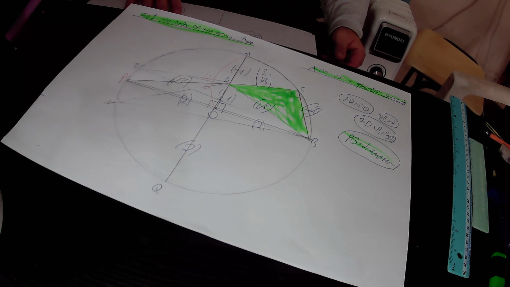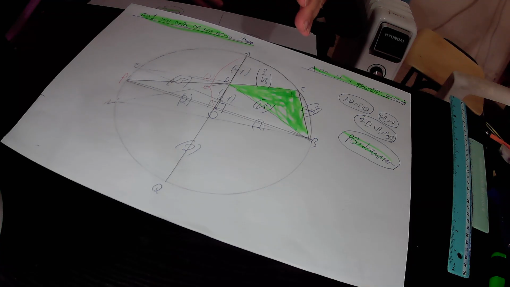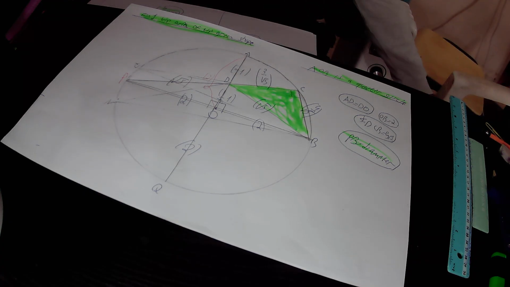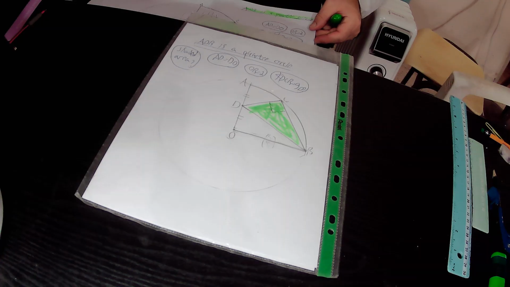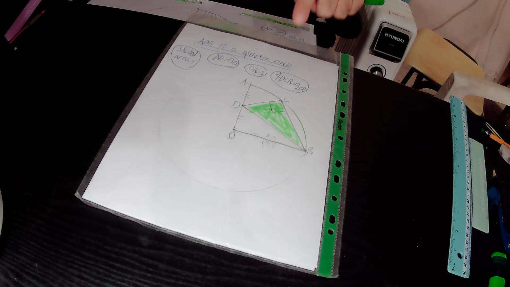So our task in this lecture is to find out the area of this green shape, that is actually the green right triangle DCB. Again, our task in this question is to find out the area of this green shape, that is the area of this green right triangle, DCB.